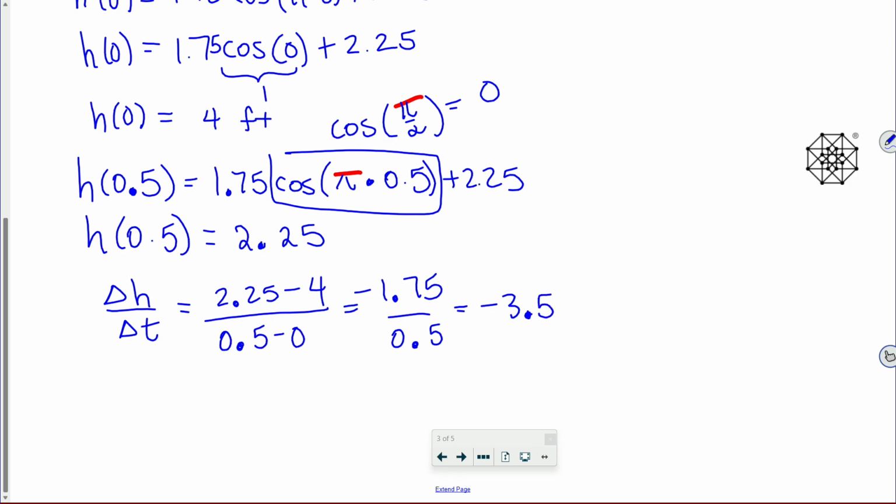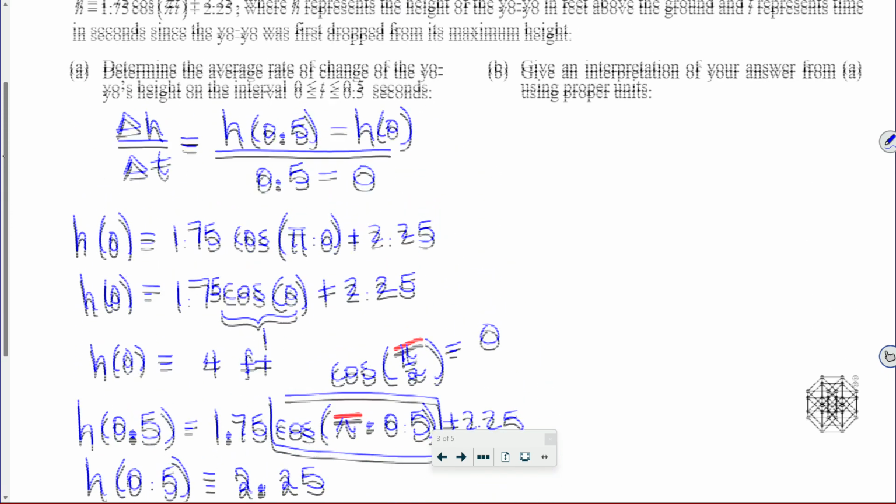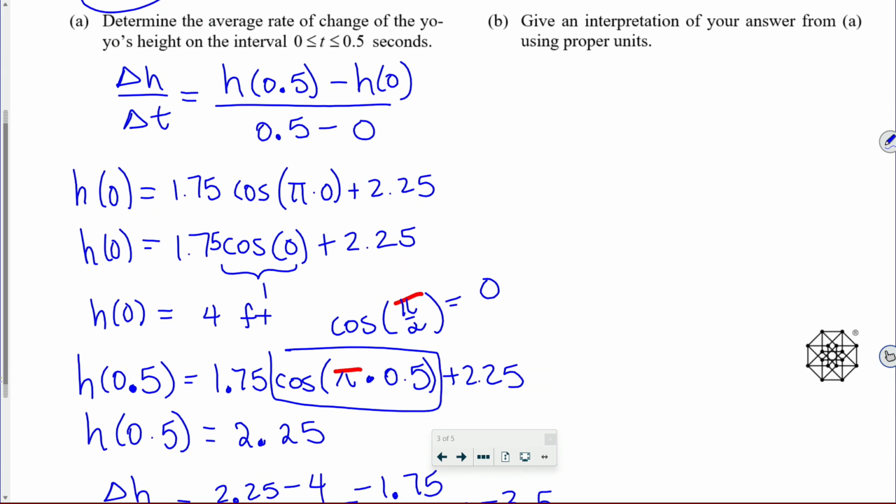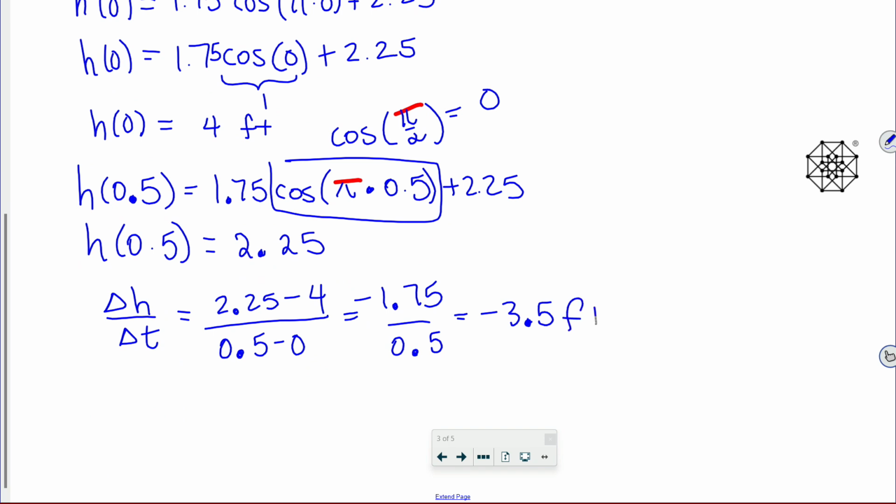Now, keep in mind, what were the units of the numerator? Height of the yo-yo in feet above the ground. And the denominator, time in seconds. So that's negative 3.5 feet per second.